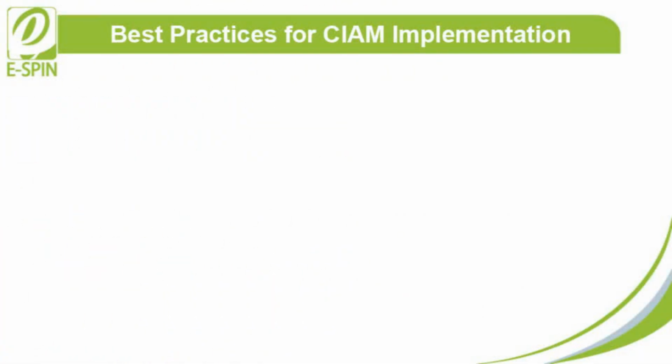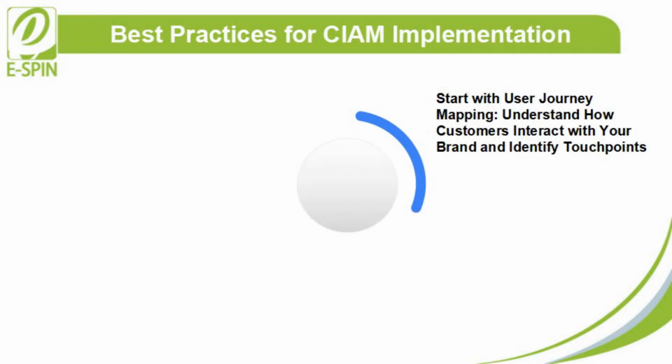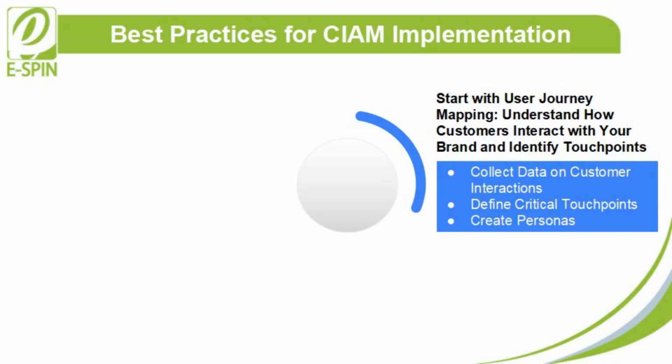Best practices for CIAM implementation. 1. Start with user journey mapping. Understand how customers interact with your brand and identify touchpoints. Collect data on customer interactions. Track how customers engage with your website, mobile app, e-commerce platform, and other digital touchpoints.